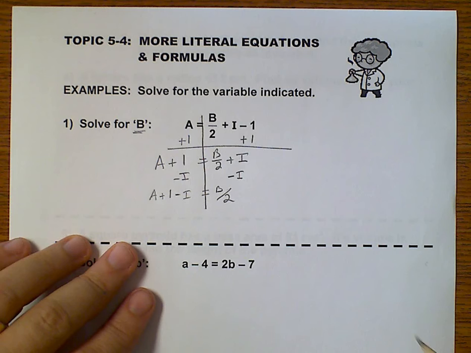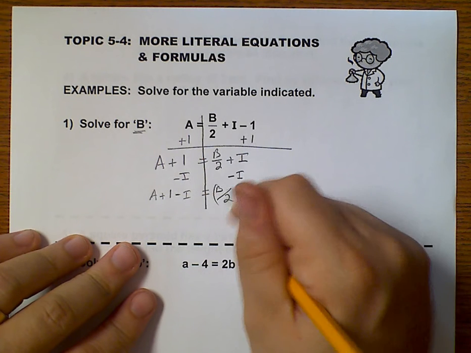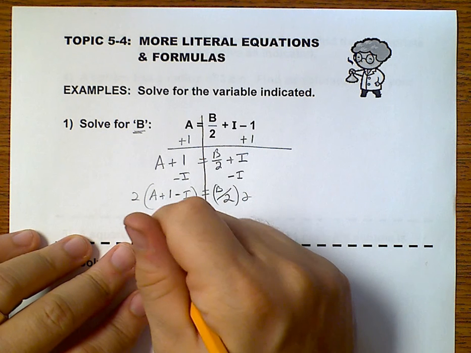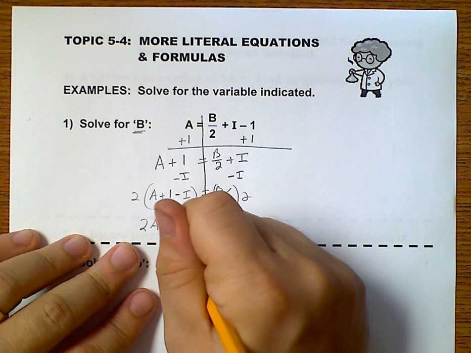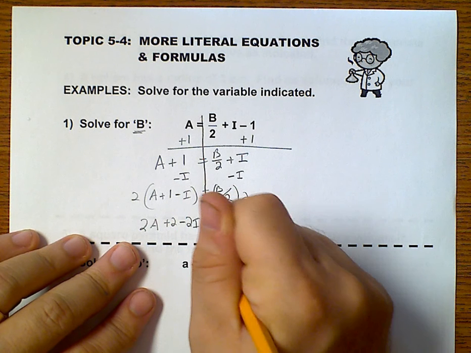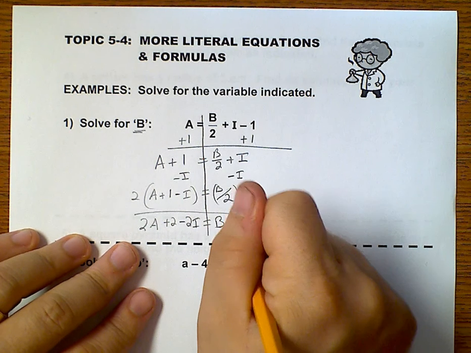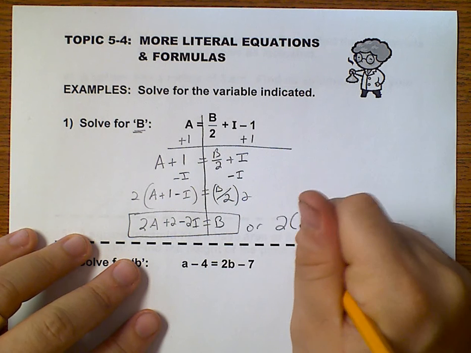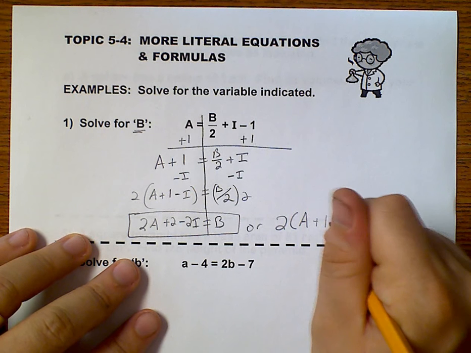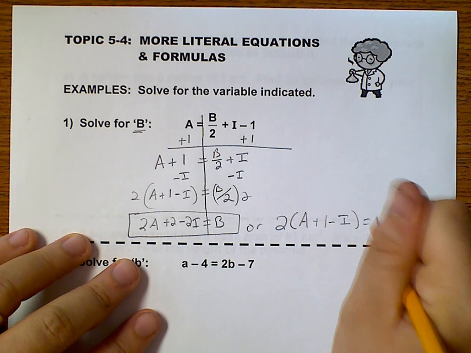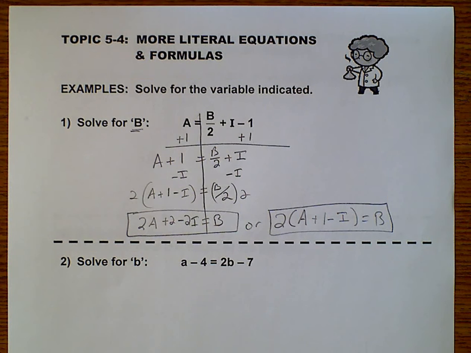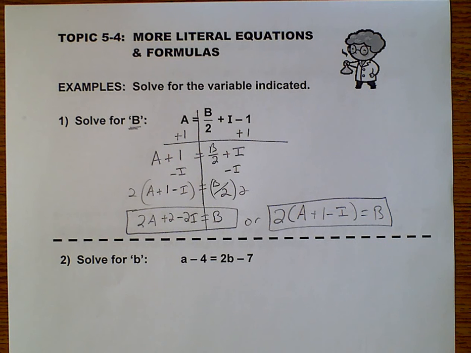And now, the opposite of divide by 2 is to multiply by 2. And so over here we get 2a plus 2 minus 2i equals b. Or, you could have just left it as 2 times a plus 1 minus I equals b. And that would have been just fine. All we're doing is we're trying to get our variable by itself. Once we've done that, we're done. We don't have to actually do any additional math.